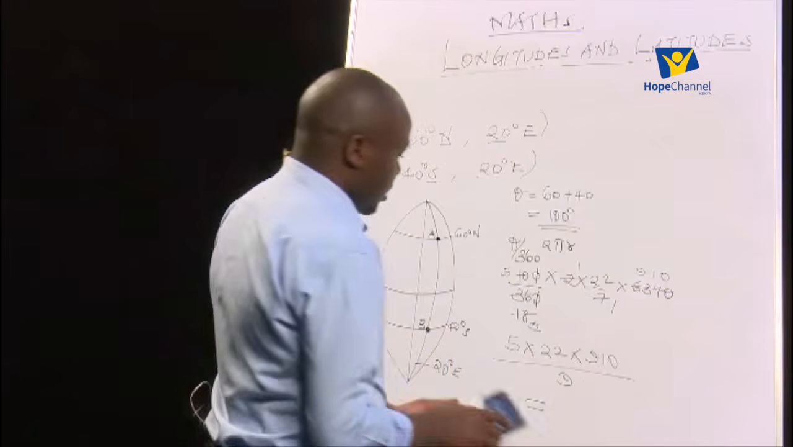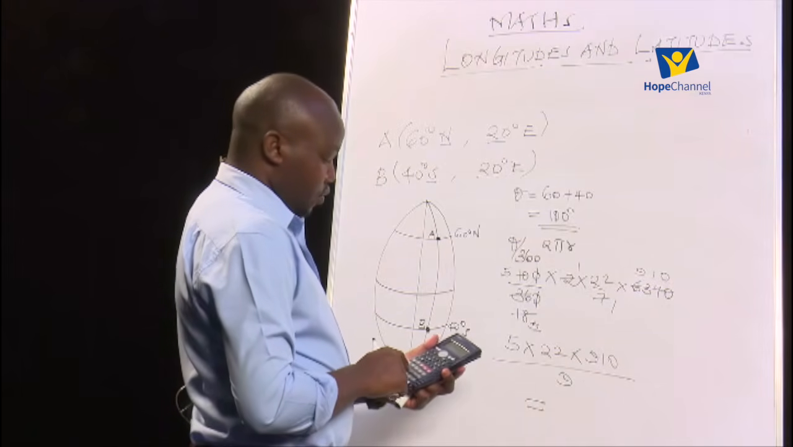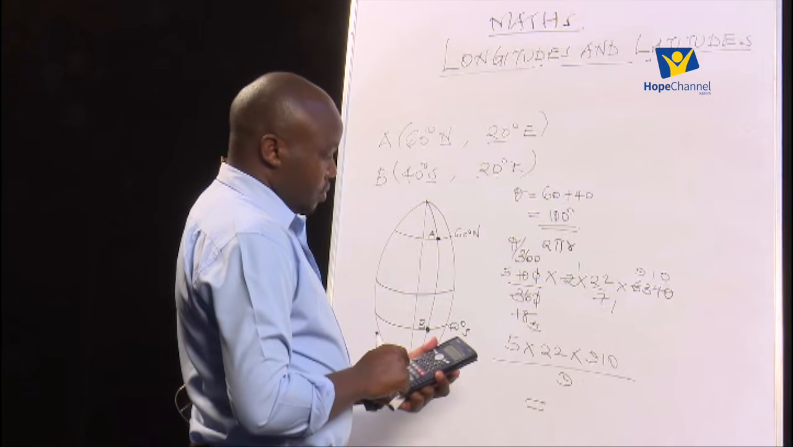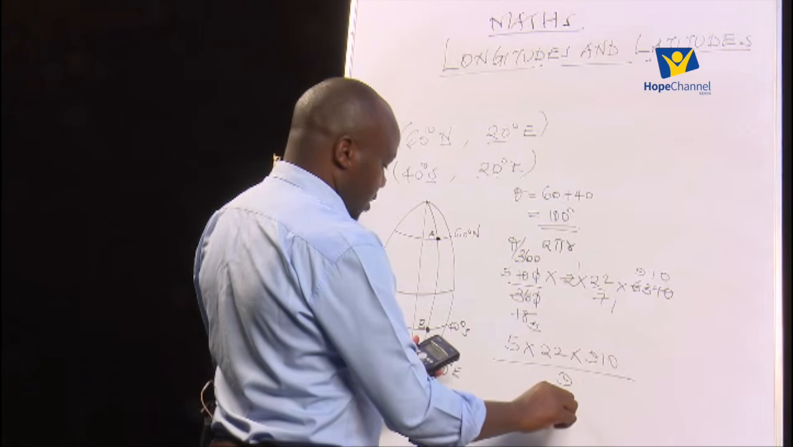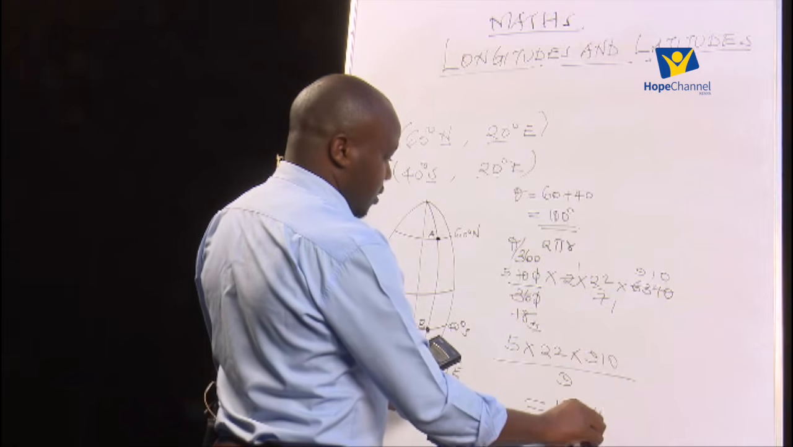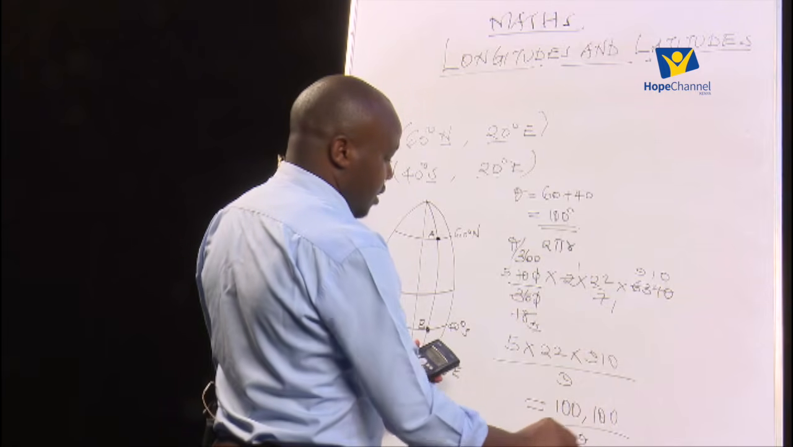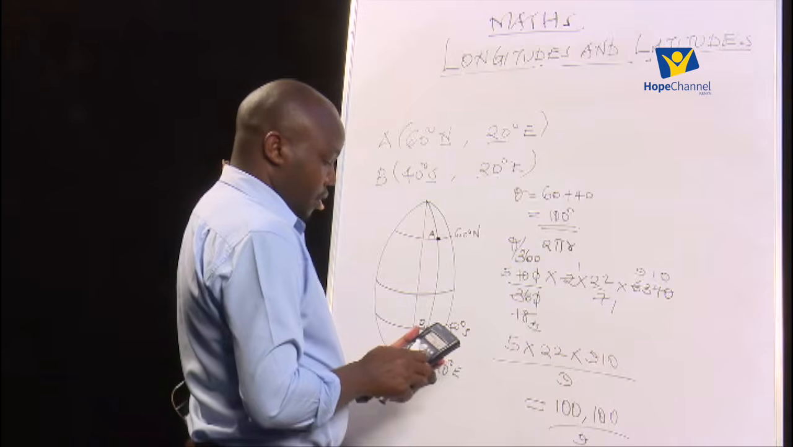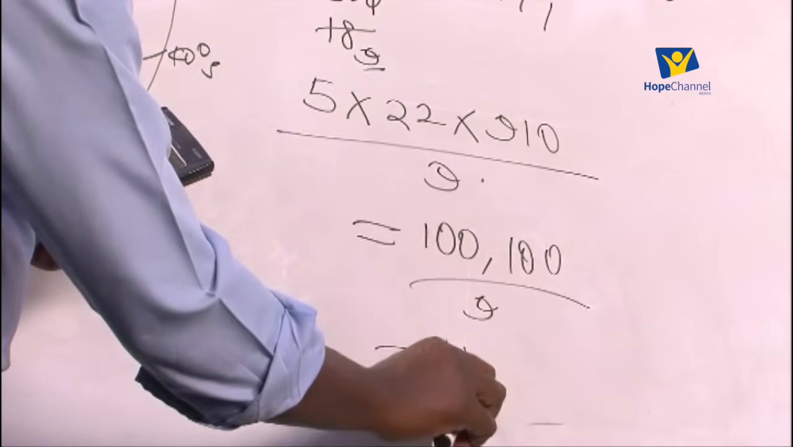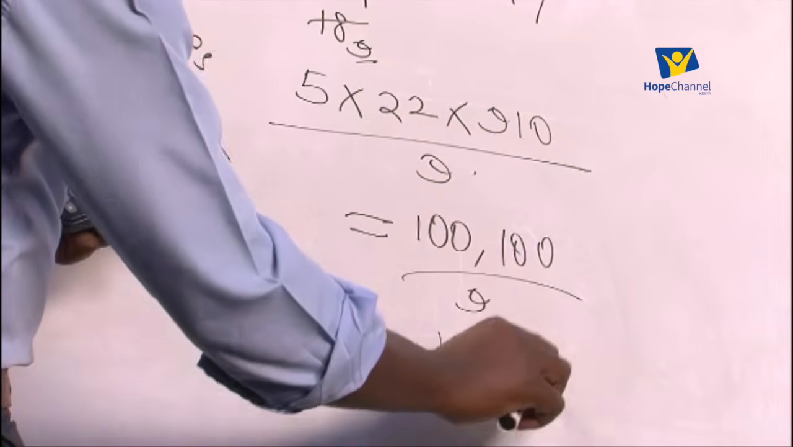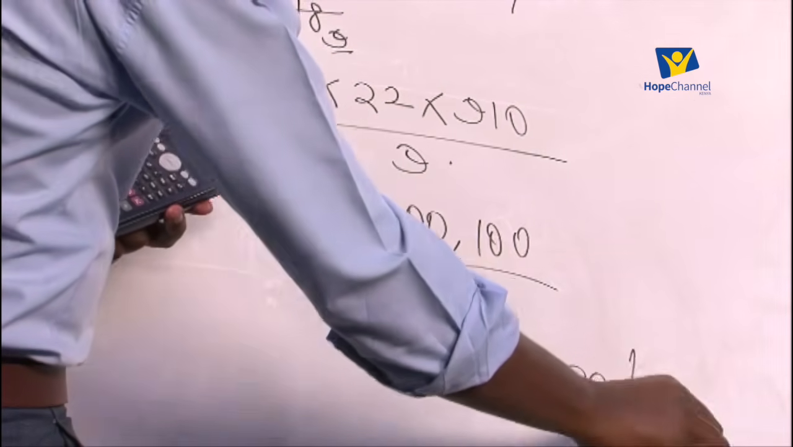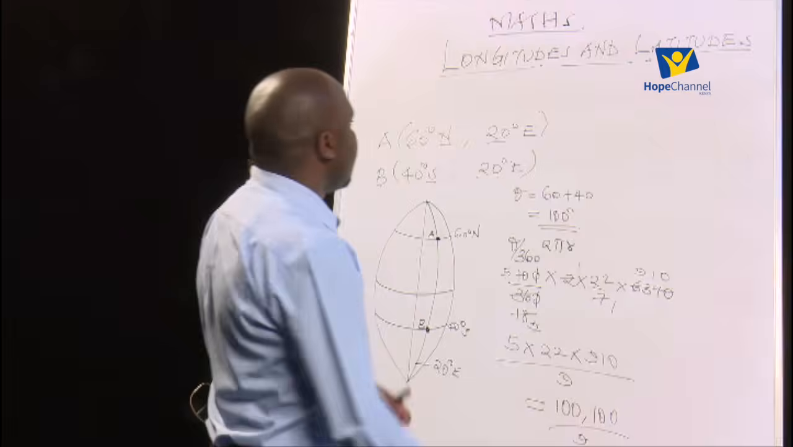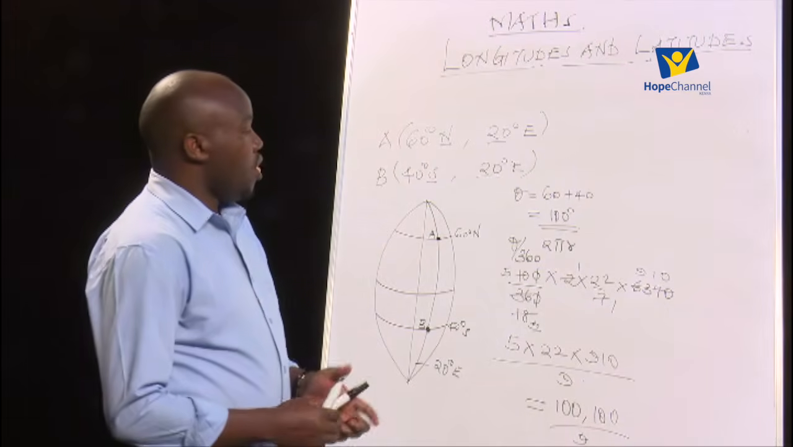If you perform that, you're going to have 22 multiplied by 5 multiplied by 910. You obtain 100,000 divided by 9, which will give us 11,122.22 kilometers. So that's the distance between point A and B on the globe.